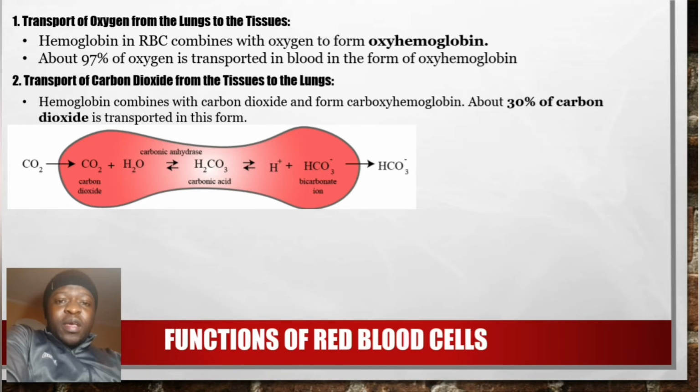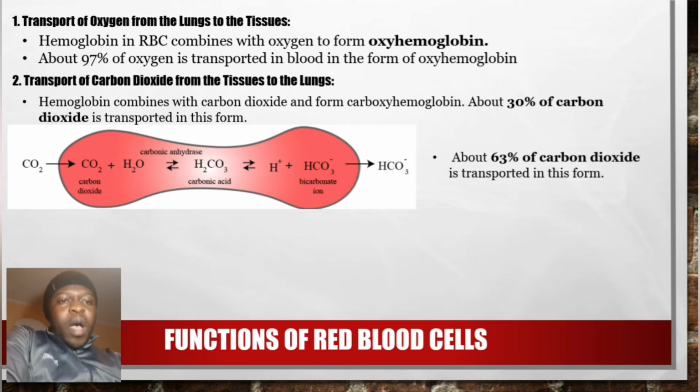It is through bicarbonate. Carbon dioxide combines with water in the presence of the very important enzyme called carbonic anhydrase to form carbonic acid, which will dissociate to give bicarbonate and protons. So it will be transported as bicarbonate, and then the reaction is reversible. That's how we have our carbon dioxide out. It's another way. About 63% of carbon dioxide is transported in this form.